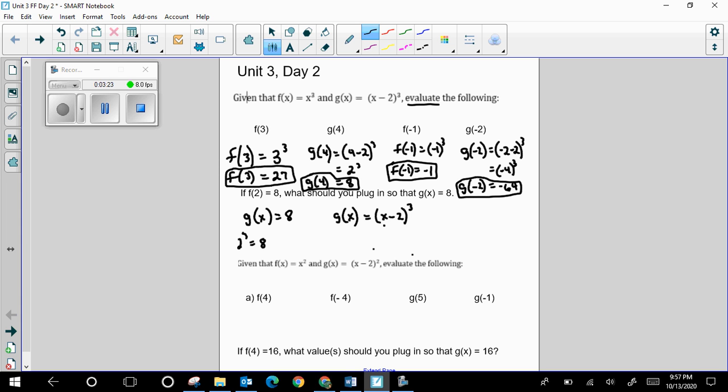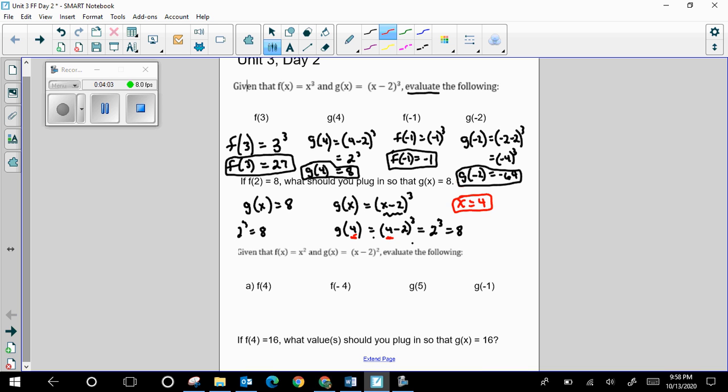So basically, I need x minus 2 to equal 2. So in order to do that, I would have g of 4. That would equal 4 minus 2 to the third, which would be 2 to the third, which is 8. So I am plugging in 4 in place of x. So x would have to equal 4. That's the only thing I can plug in there and get a positive value out of something being taken to the third power.